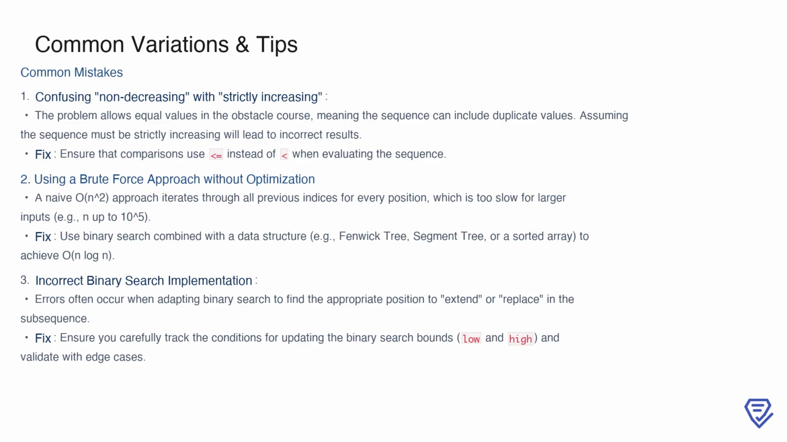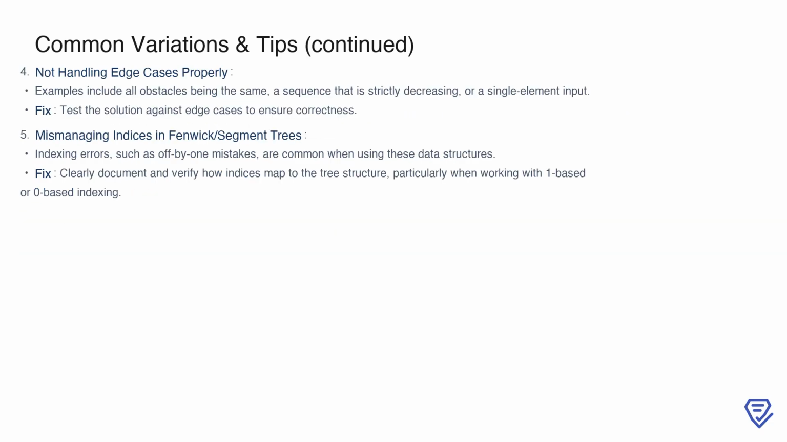Lastly, errors in binary search implementation are also common. This often happens when trying to find the correct position to extend or replace an element in the subsequence. To avoid this, carefully track how the binary search bounds are updated and thoroughly test edge cases to catch any mistakes. Another issue arises when edge cases are not handled properly. For instance, what happens if all obstacles are the same, or the sequence is strictly decreasing, or there's only one obstacle? These cases can break your solution if not accounted for, so it's important to test thoroughly against these scenarios.